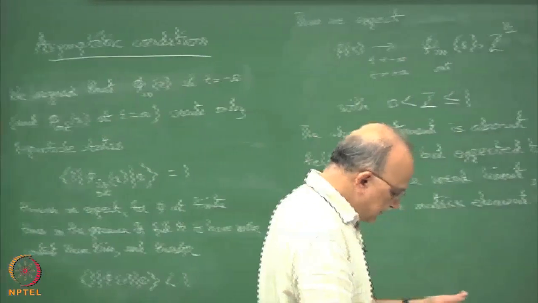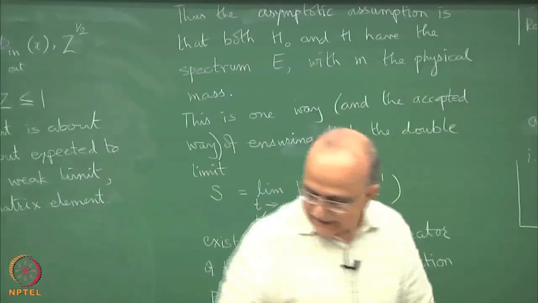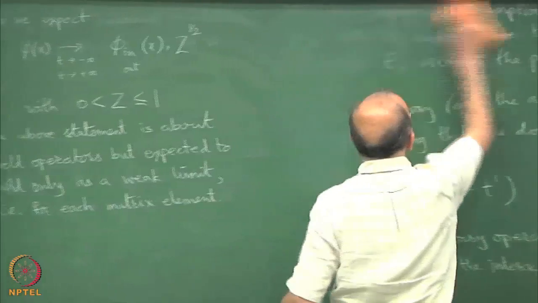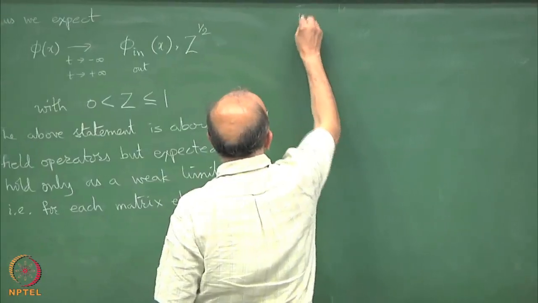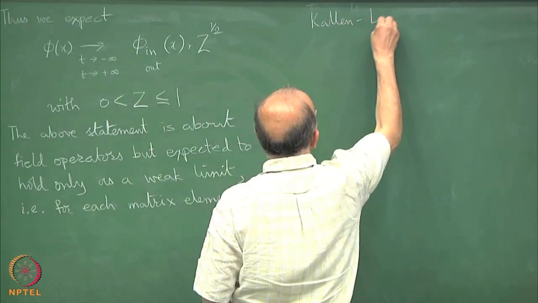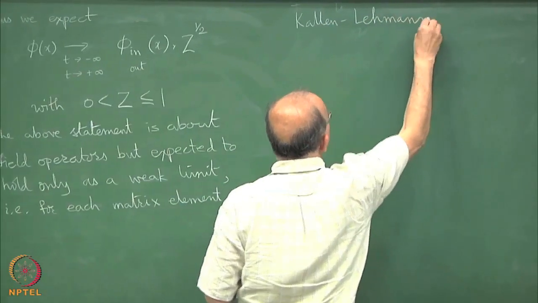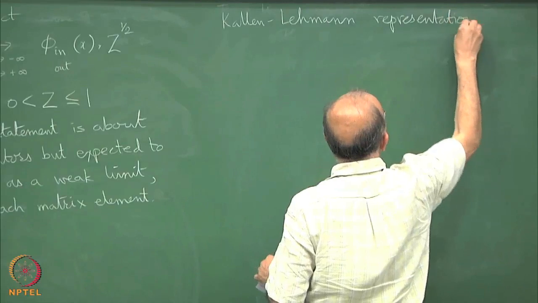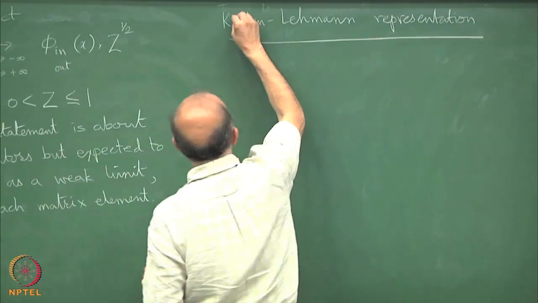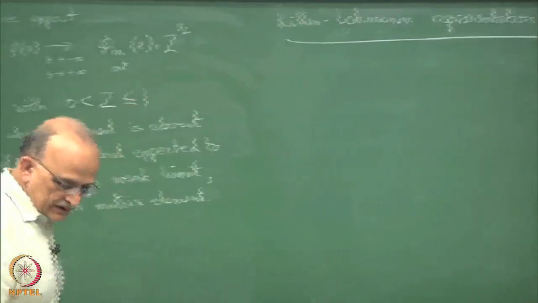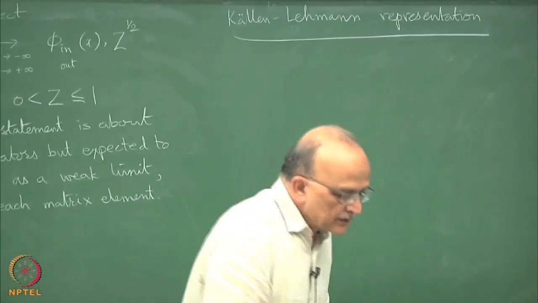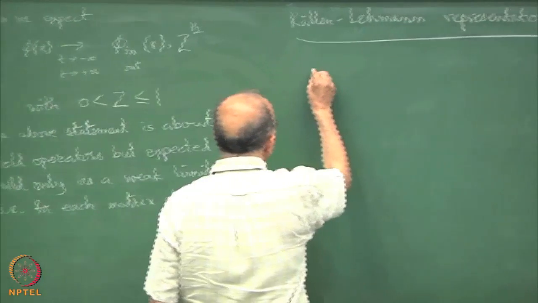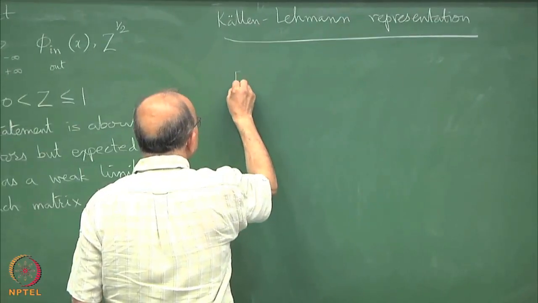Right. So now I want to show a slightly intricate derivation. I hope that I get it all right. This is called the Källén-Lehmann representation, and this is not a German umlaut but a Swedish one. So what is the representation about? I'll tell you soon. The representation is about the commutator of phi x and phi y.